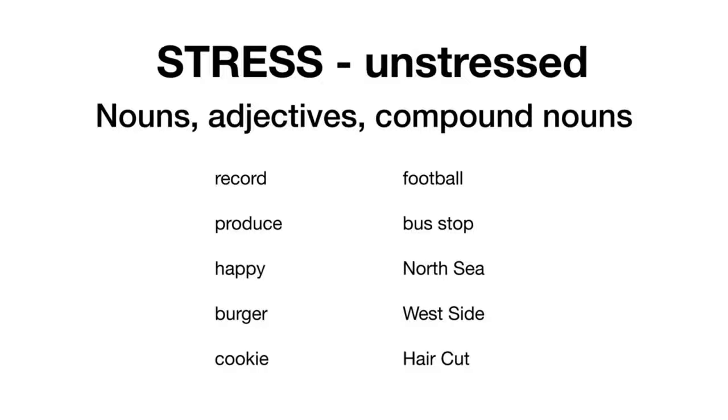Same pattern for compound nouns: football, bus stop, North Sea, West Side, haircut. All right. So think about humming if this is difficult for you. And we're going to really stress the first one. So it's louder, longer, higher, lower, softer, quicker.